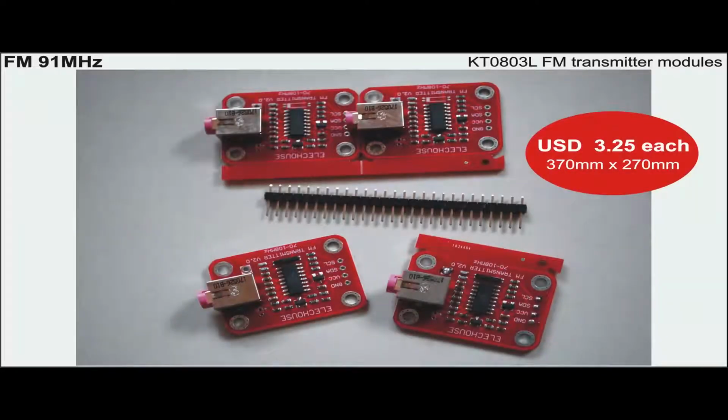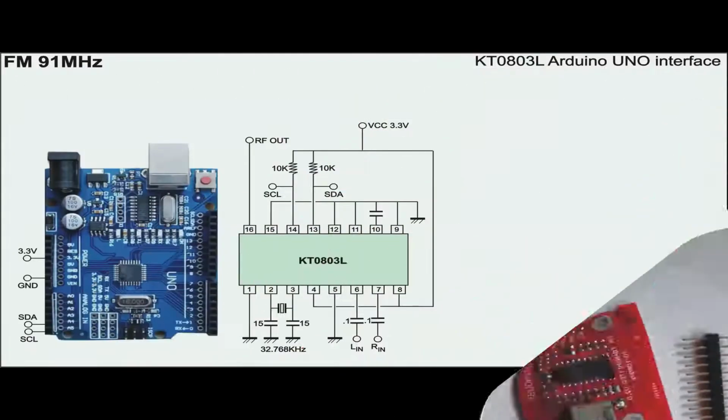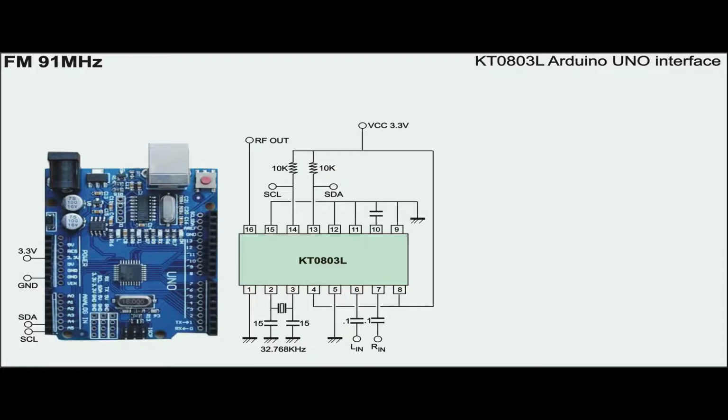Today I have some free time to test a small toy that costs $3.25 each. The toy is supposed to be wired with 4 cables to an Arduino Uno board so it can transmit stereo sound to FM receivers. The toy requires 3.3 volts, which is already available on the Uno board.